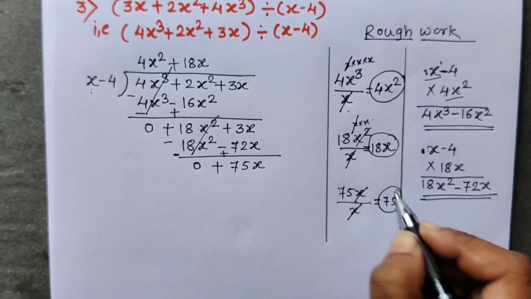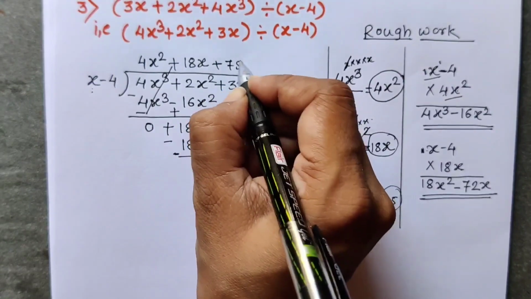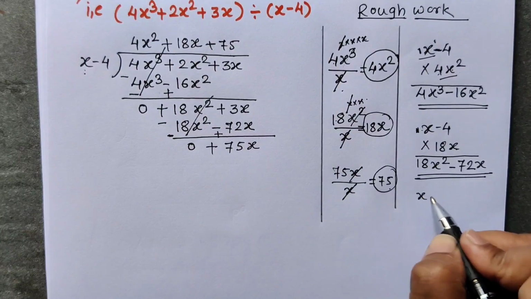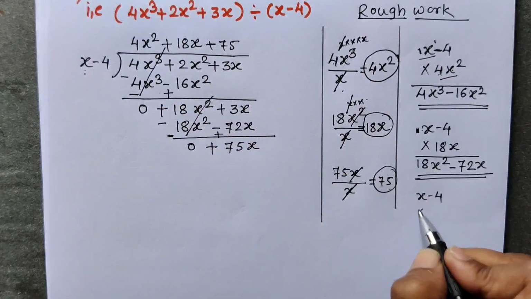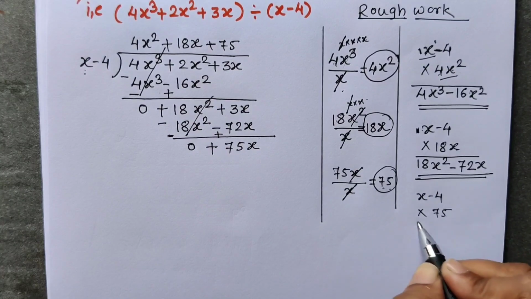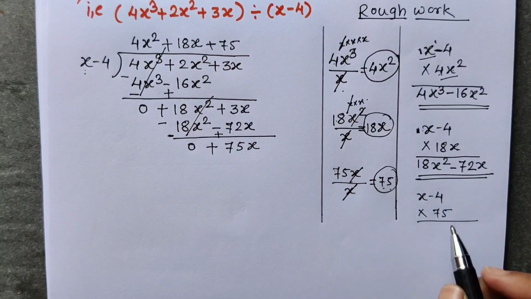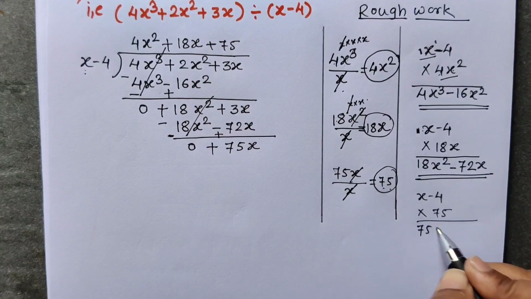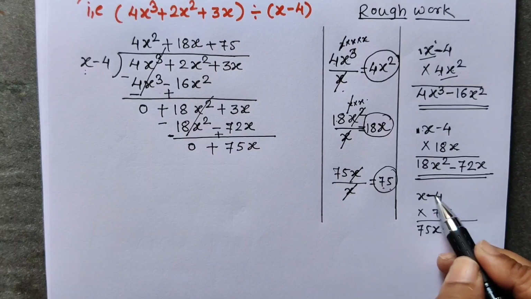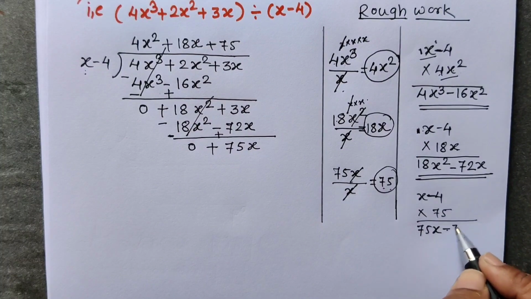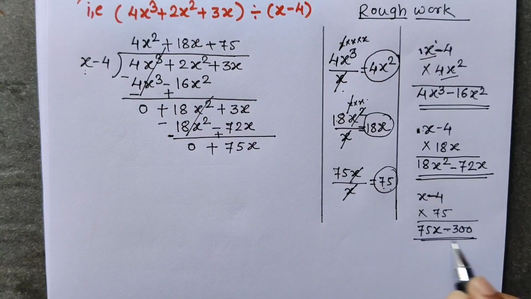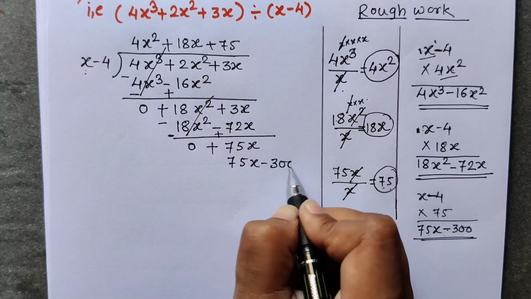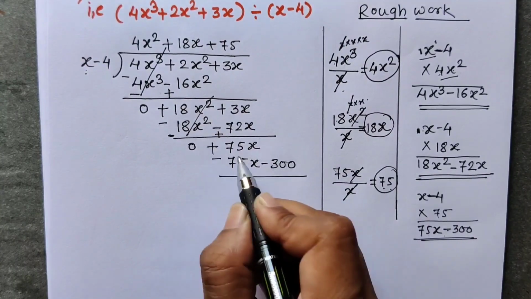This 75 we write in the quotient, plus 75. And what we have to write in the dividend, that we can find out by multiplication. So x minus 4, this divisor, multiply by this 75. 75 into x is 75x, minus sign is there, put this minus sign here. 75 fours are 300. So this 75x minus 300 we write in the dividend.